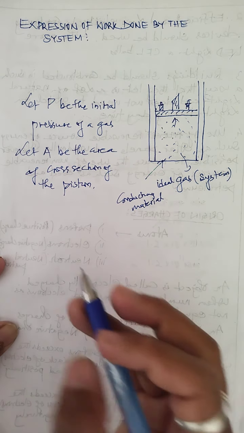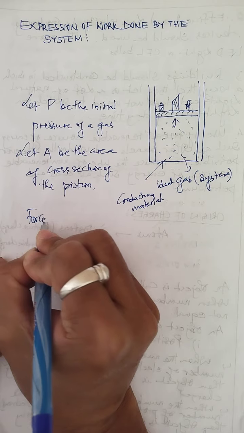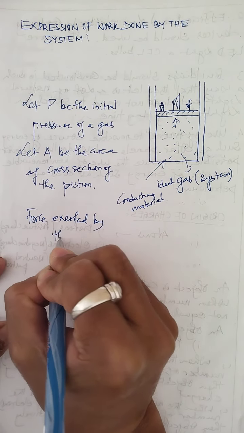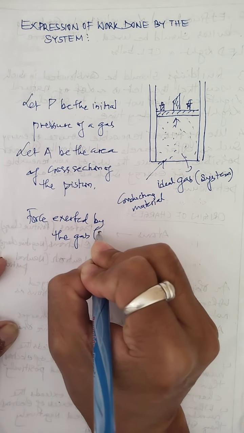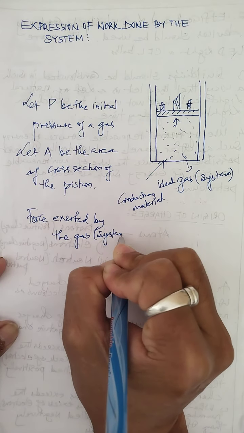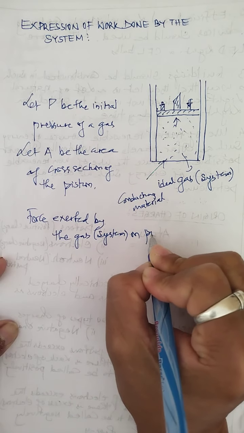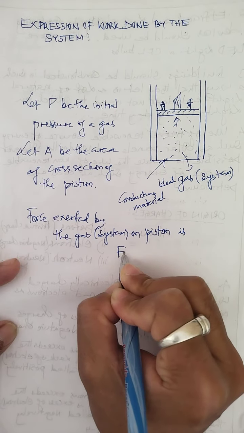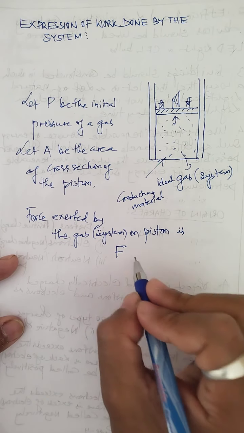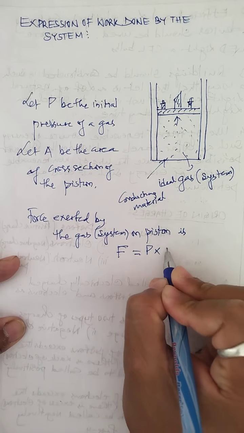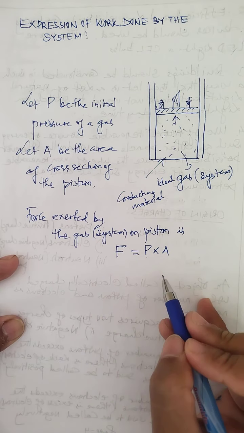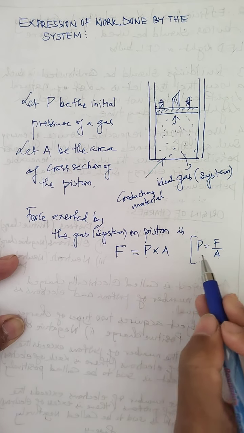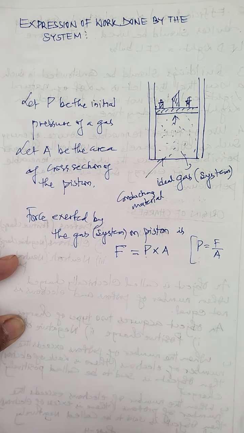So if this is the pressure and this is the area of cross section, then we can calculate the force exerted by the gas on the piston. Now I write down the force exerted by the gas, gas meaning the system, on the piston. This force is simply given by F, the symbol we use for force, and this force equals pressure into area, because pressure means force by area. You have learned it already, children. Pressure means force by area, so force means pressure into area.